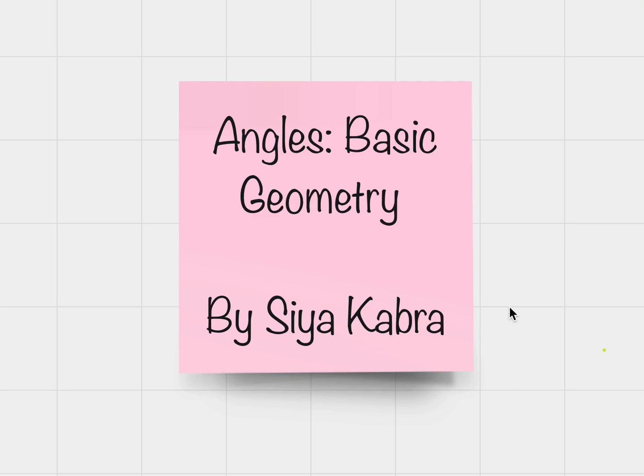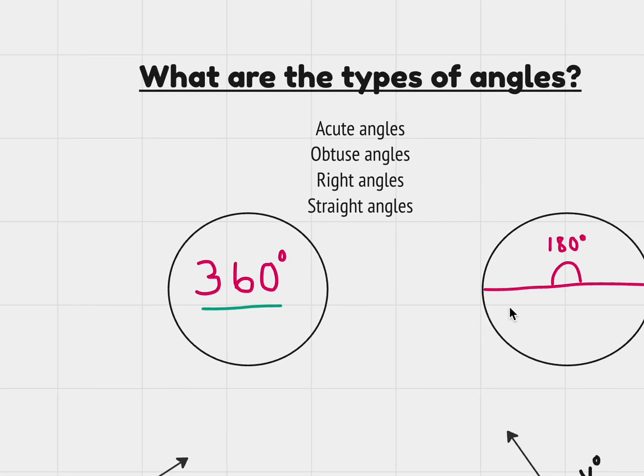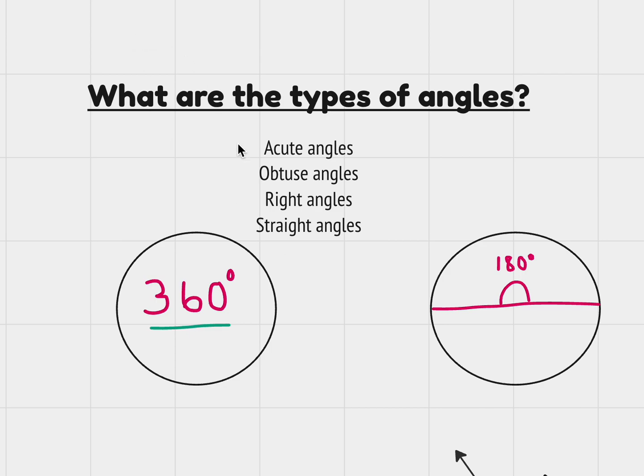Hi, my name is Siya, and in this video, I'm going to be talking about angles and different types of angles. So, what are the types of angles? We have acute angles, obtuse angles, right angles, and straight angles.